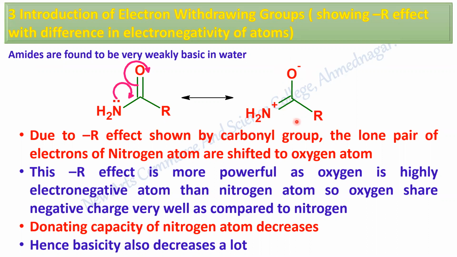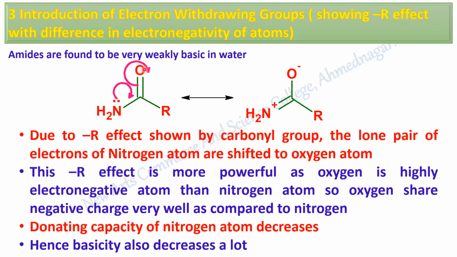Because of this powerful minus R effect, the nitrogen is now no more electron rich. If the nitrogen is no more electron rich, automatically its tendency to donate the electron pair decreases. Therefore, the basicity also decreases. So that is the major factor, if the group present shows a minus R effect and there is an electronegativity difference.